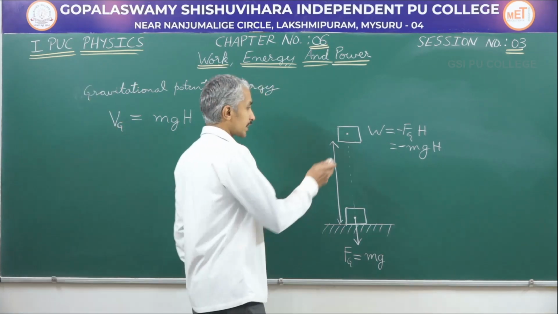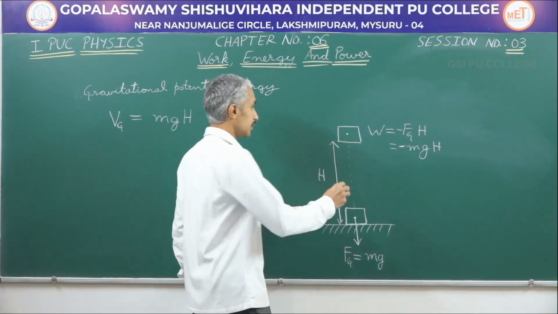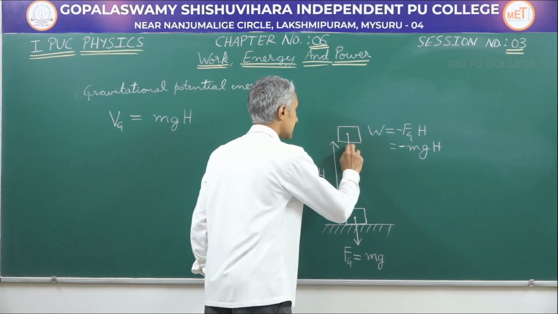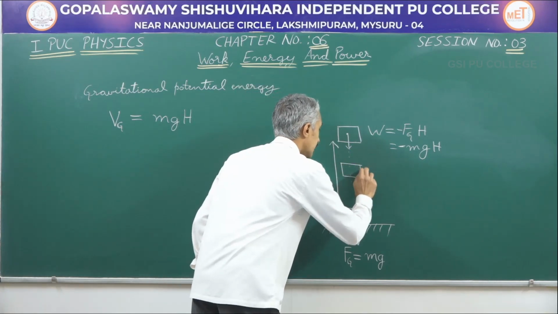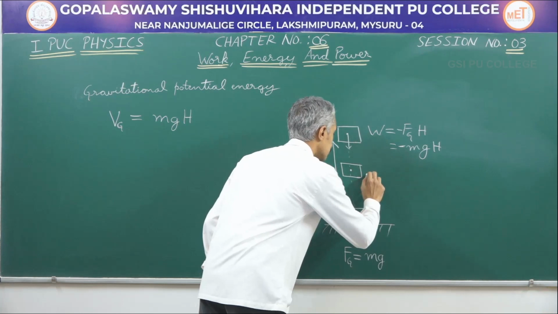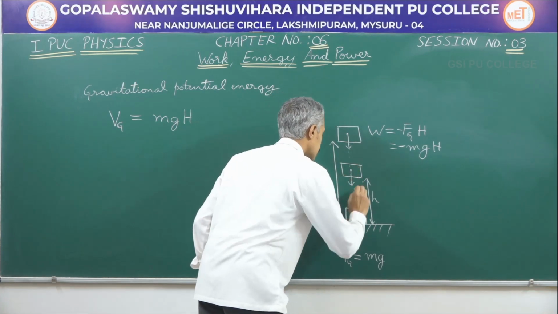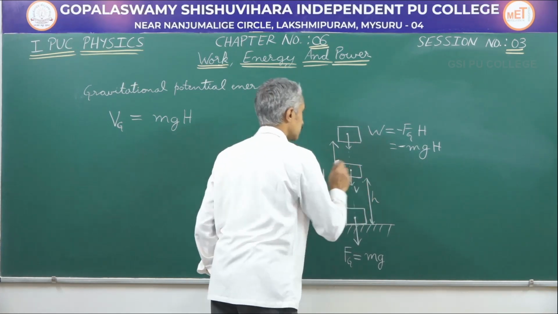Next, after taking the object to a height h, let me release it. We know if you release it, it again comes down, and let the object now be at some position h, and the object is in motion. It now has a velocity v.